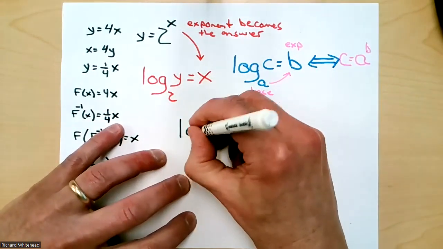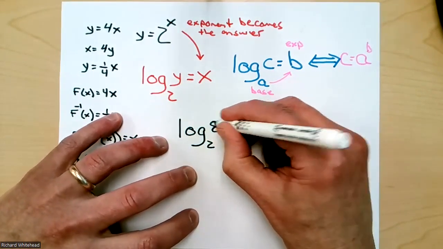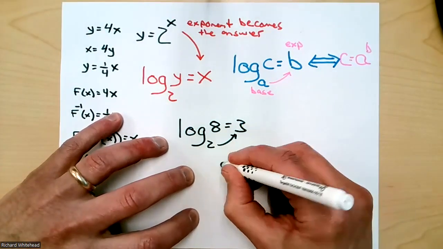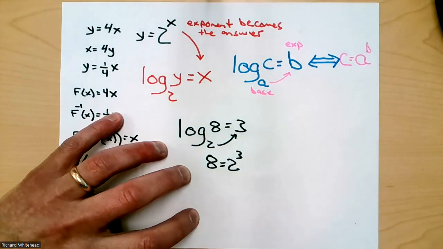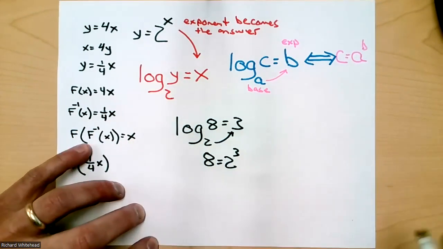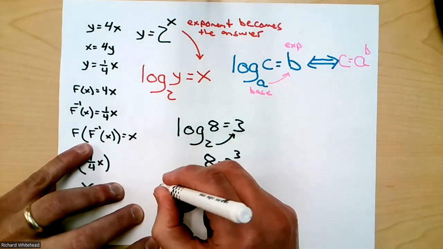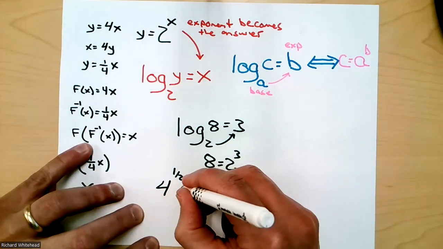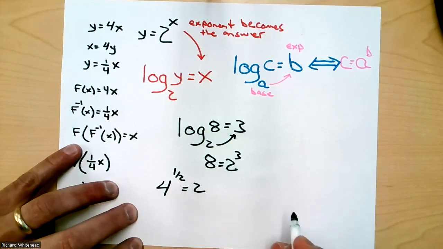That's what I call the basic conversion. So we can run around all over the place. So log base 2 of 8 is equal to 3. That means that 2 to the third is equal to 8, which you all know is true. Now, the tricky part is when you have something like, what if I have 4 to the 1/2 power is equal to 2? How do I convert this into a logarithm?